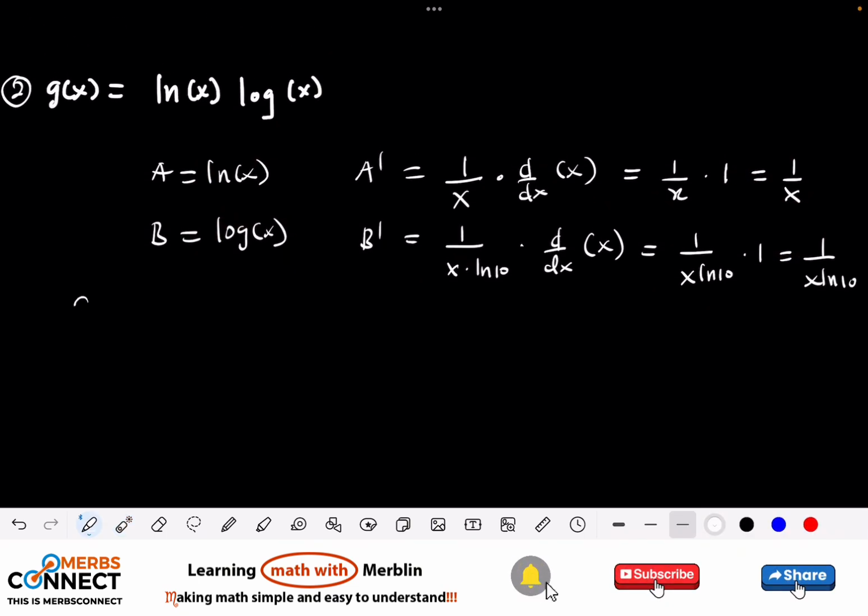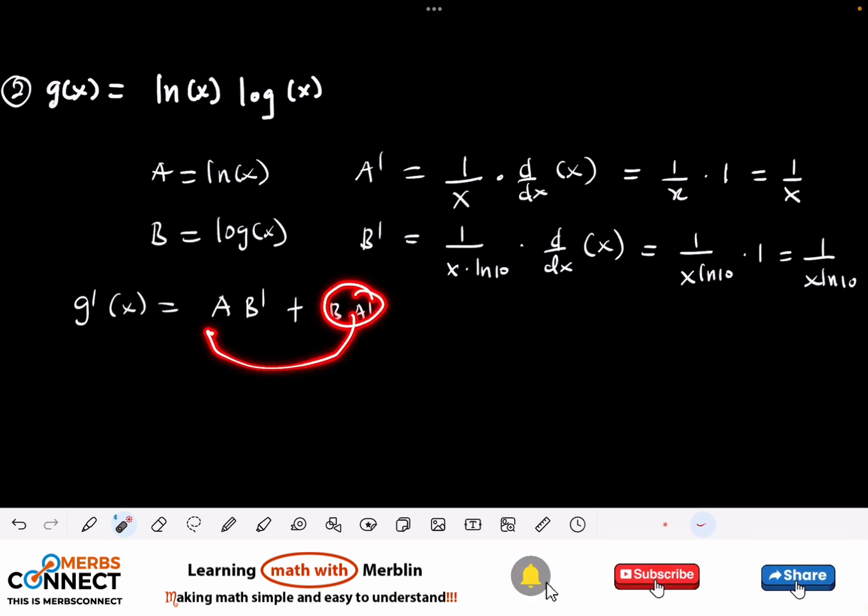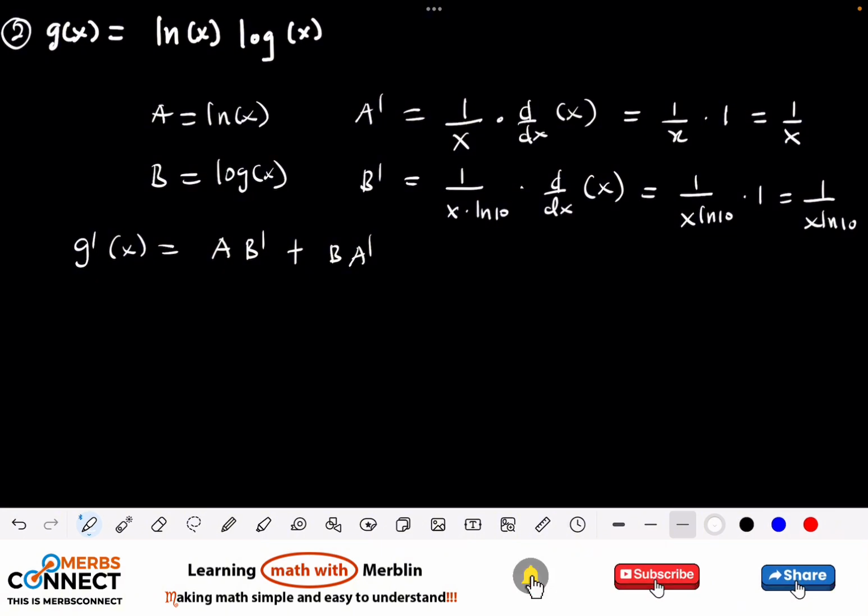So what will be J prime? J prime of x will be equal to a b prime plus b a prime. Addition is commutative, so you can bring this one here first or this one here first, right? Any of them works with the product rule.